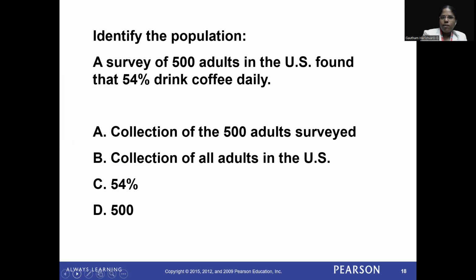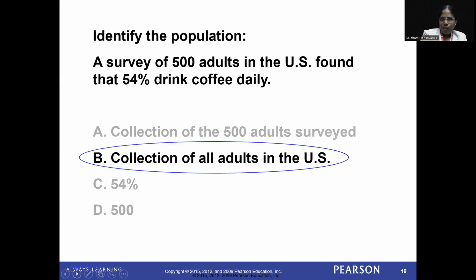The first option, A, is the collection of the 500 adults surveyed. Second option, collection of all adults in the US. Then the third option is 54%. And D is the 500. So identify which one tells you the population. Okay. So please note it, the all. The collection of all adults in the US tells you the population.